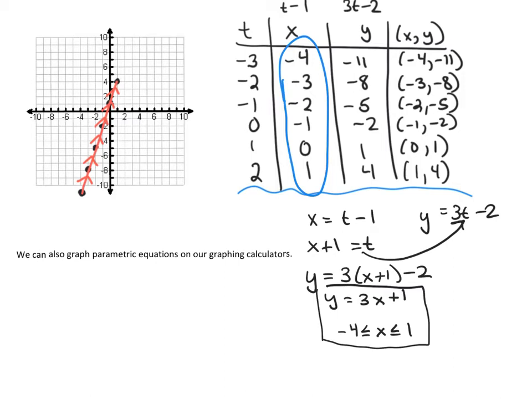You can also graph parametric equations on the graphing calculator. I'll post a separate quick video on that, but you can practice some of these on the calculator. It's a different mode on the calculator, but nothing too crazy.